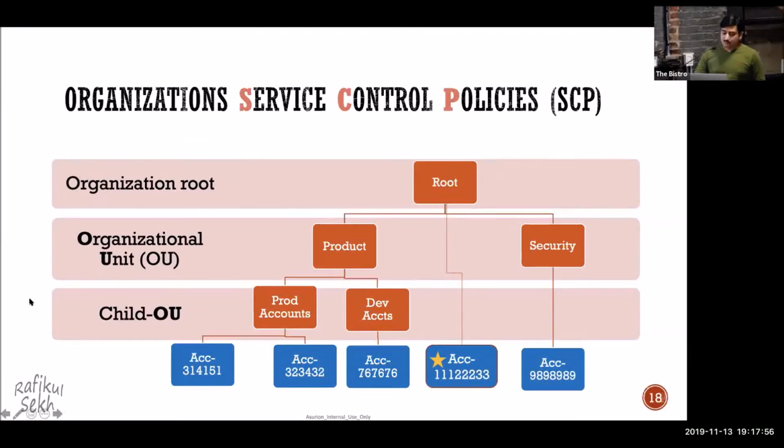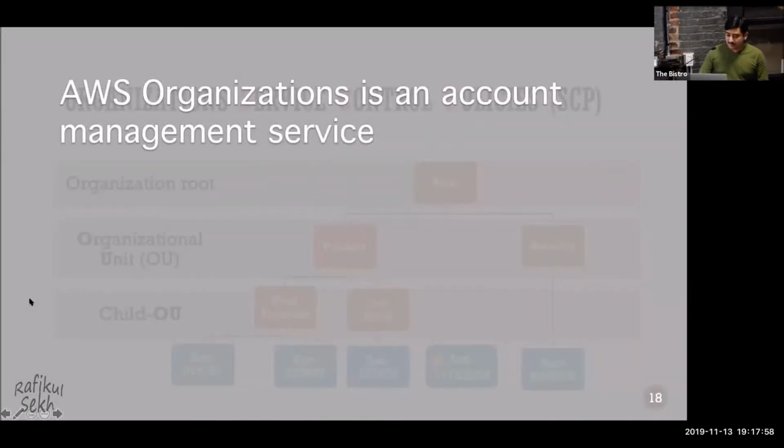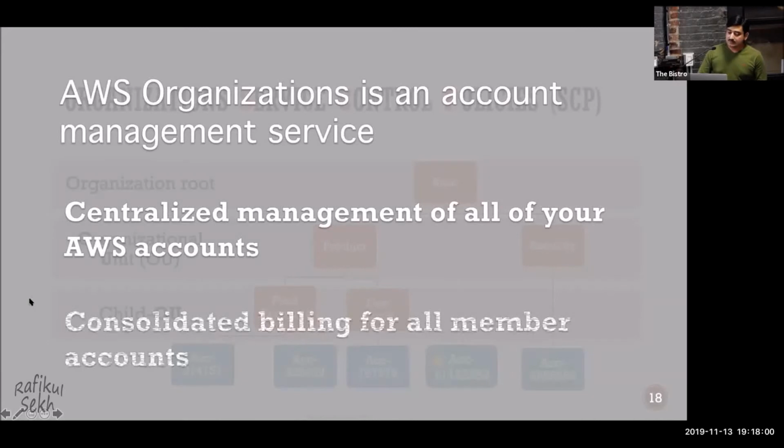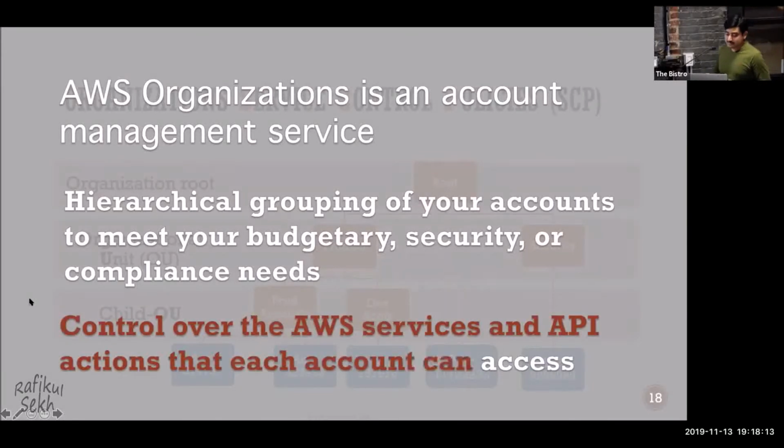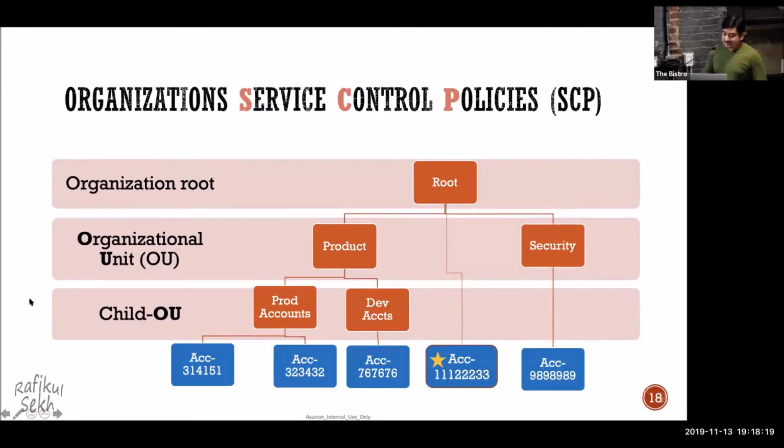Let me see what Organizations means. Organizations is an account management service where we do centralized management of all AWS accounts. We can consolidate the billing, do hierarchical grouping of our accounts for different reasons, and mainly control the AWS services and API actions that each account can access. That's what we are going to learn today, how we are going to control. Basically, in Organizations, we can apply some kind of policy.